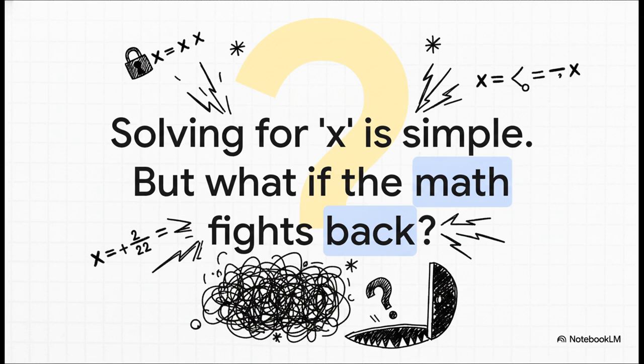Solving for x? It always felt like a nice, predictable puzzle. But what if the rules of the game have a hidden trap? What happens when the very act of solving the problem creates an answer that's a complete and total illusion?